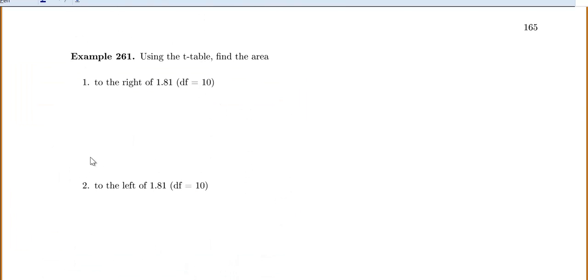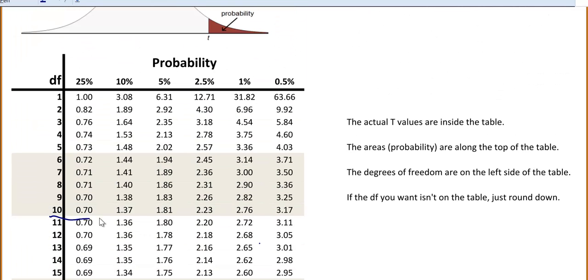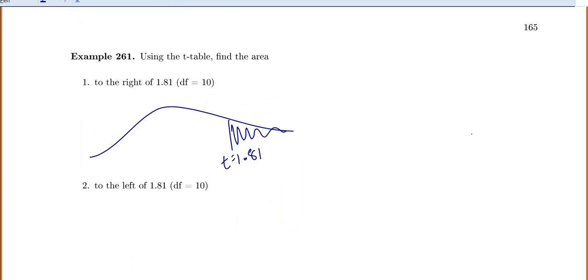So using this t table, we want to find the area to the right of t equals 1.81 with 10 degrees of freedom. So what I do is I find 10 degrees of freedom, and I look for t equals 1.81, and the t table always gives me areas to the right, so the area to the right is 5%. So my answer is 5%.